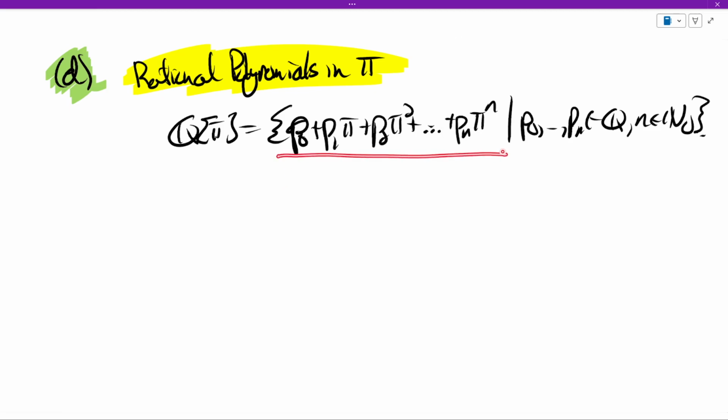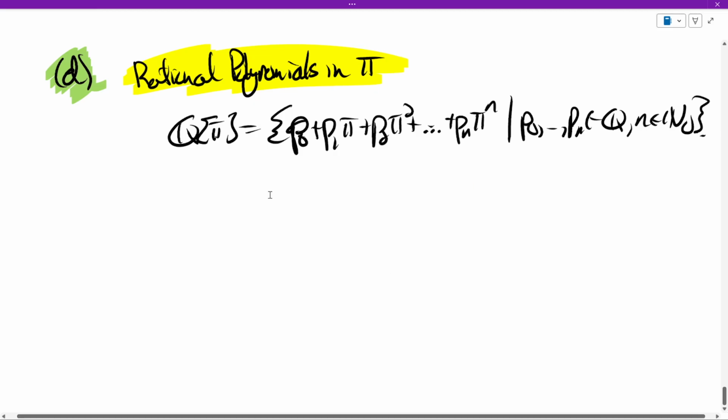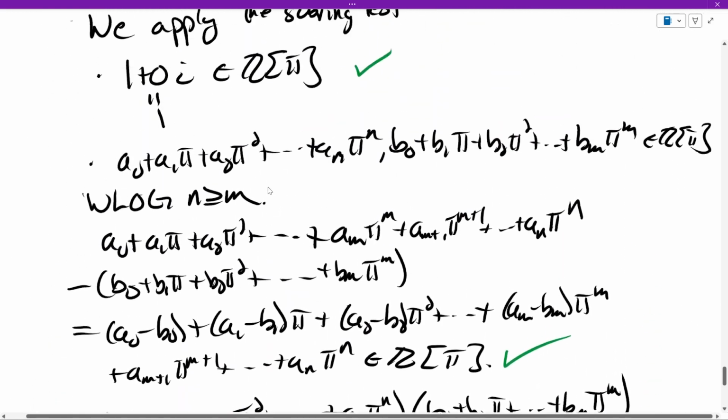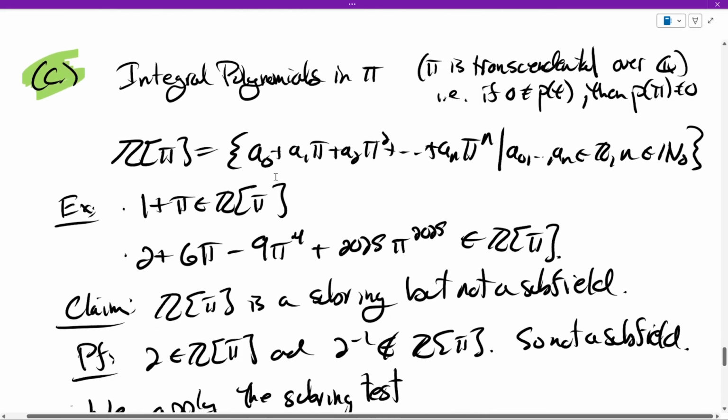They look like a rational number plus linear term plus quadratic term all the way up to some degree. Okay? So this is very similar to the previous example, right? Very similar. Let's just go back briefly. The only difference is instead of being in Z, things are in Q.